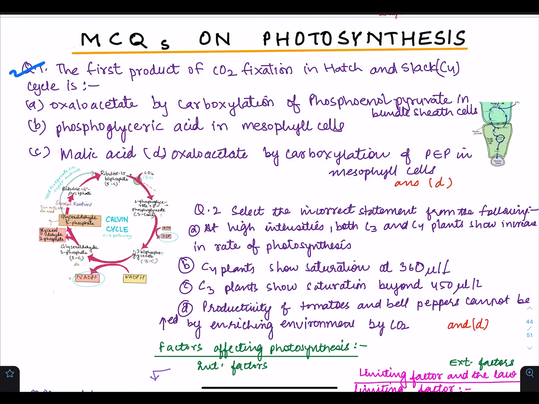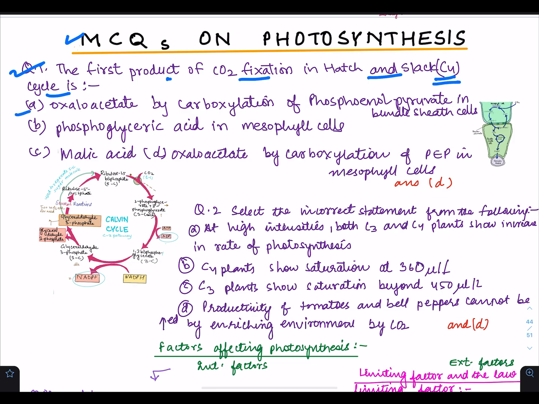Hello friends, in this video we'll study about MCQs on photosynthesis. So the first question is: the first product of carbon dioxide fixation in Hatch-Slack cycle is. So what is this Hatch-Slack cycle? This is the cycle which occurs in the C4 plants.